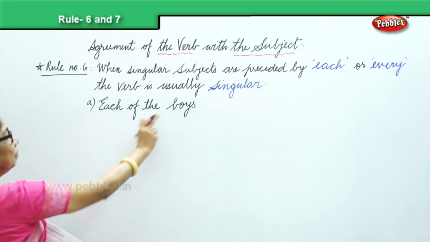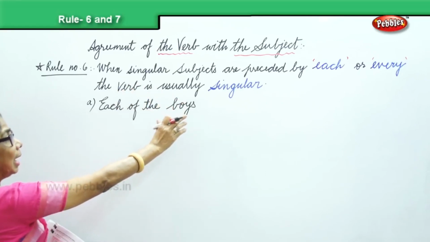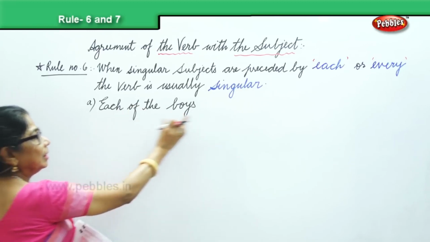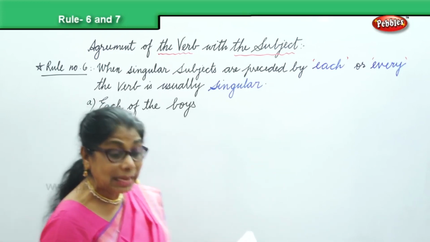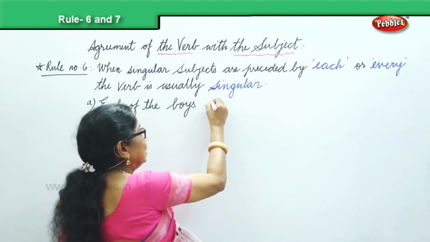When singular subjects are preceded by each, then the verb becomes singular. Each of the boys is intelligent.